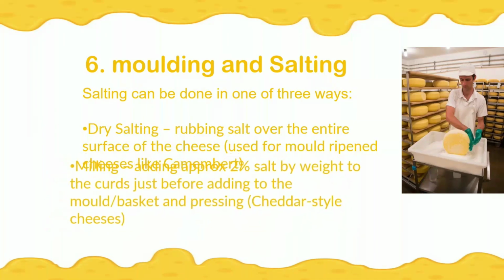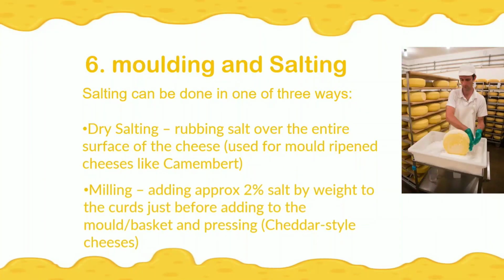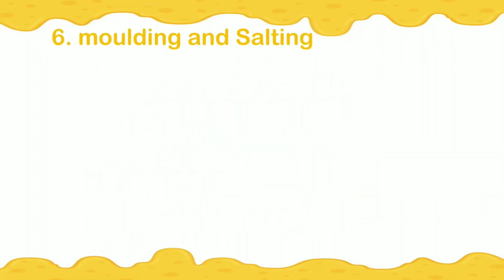Second one is milling. In this process, we add 2% of salt by weight to the curd loaves just before adding to the mold and pressing, for example, 2 gram of salt in 100 gram of curd loaf. This type of salting is done in cheddar cheese.